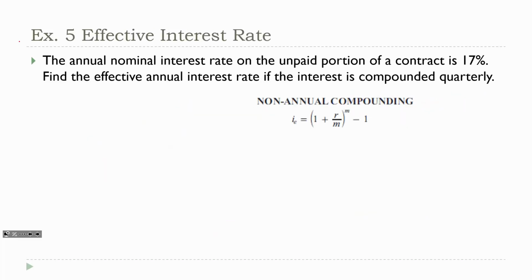All right, effective interest rate. The annual nominal interest rate on the unpaid portion of a contract is 17%. Find the effective annual interest rate if the interest is compounded quarterly. The variables we have here are R and M. If you look back to the list of variables, R is the nominal annual interest rate, M is the number of compounding periods, and we're trying to solve for I sub E.